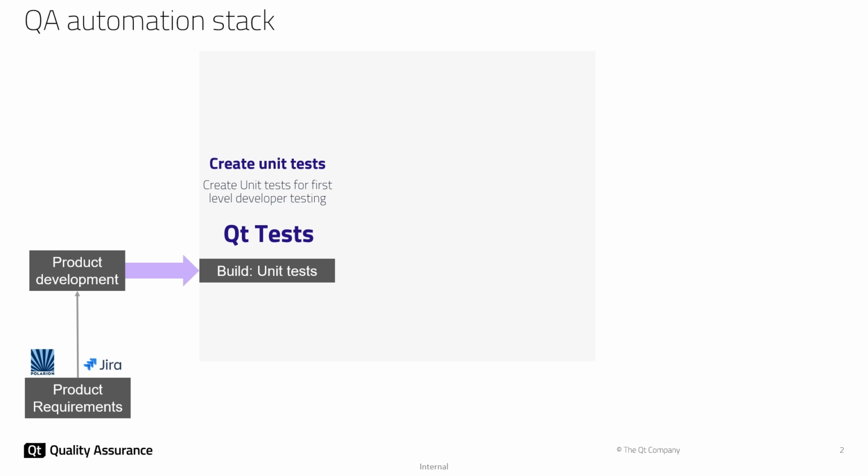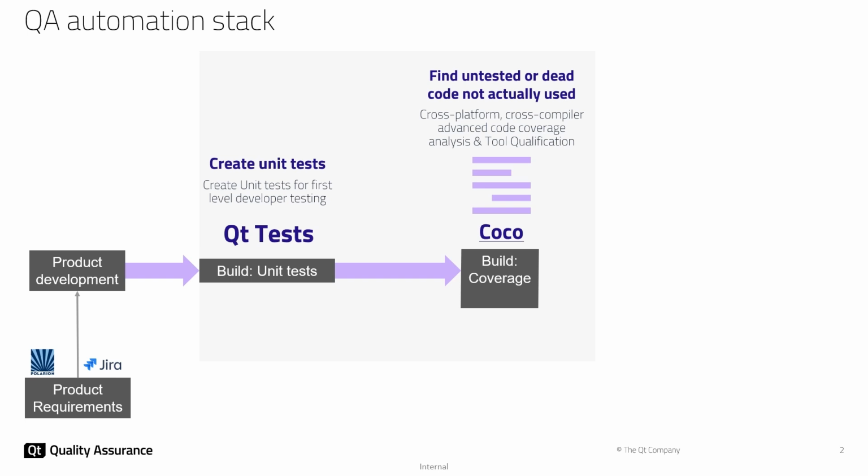But unit tests alone aren't enough. We need to know what parts of the code they actually cover. Qt's Coco code coverage tool provides cross-platform, cross-compiler code coverage analysis. It instruments your source code and measures coverage at the levels of lines, blocks, functions, branches, and even high coverage levels like MCDC. Coco also supports test data generation, automatically creating new inputs to extend coverage.